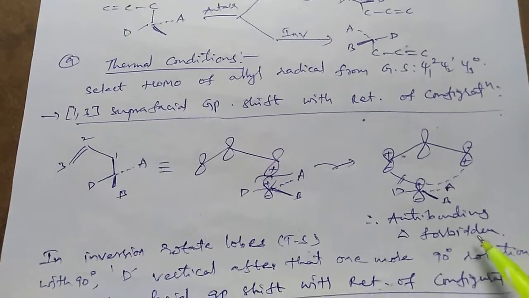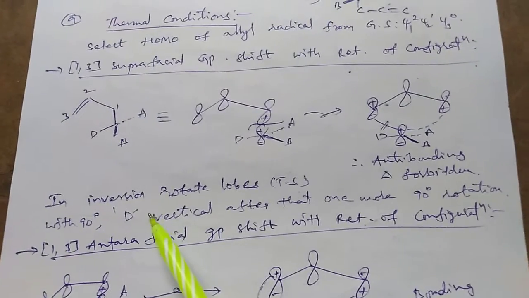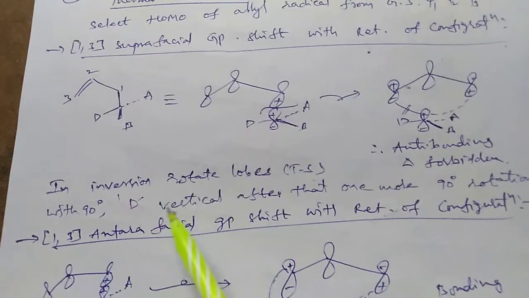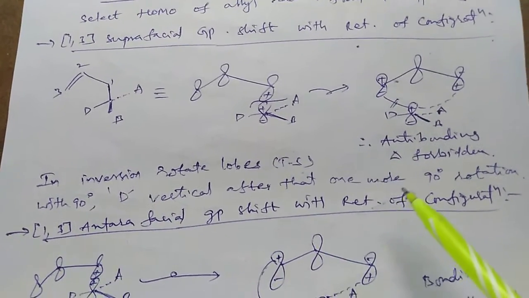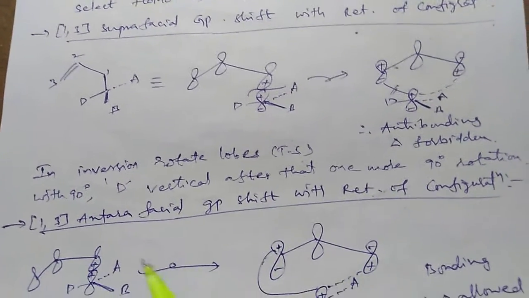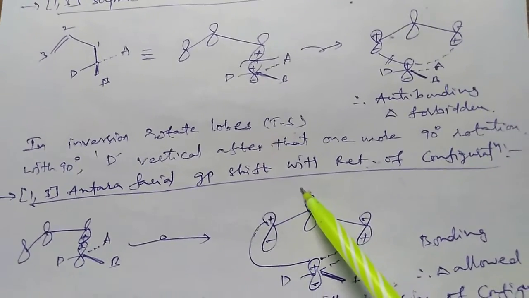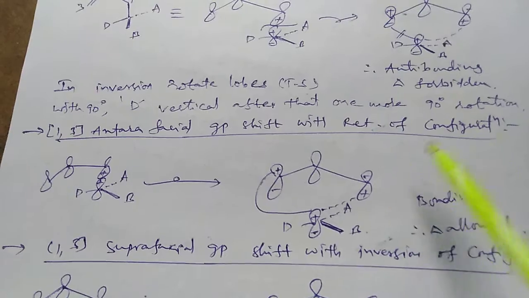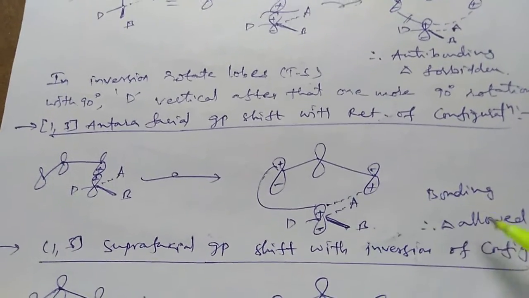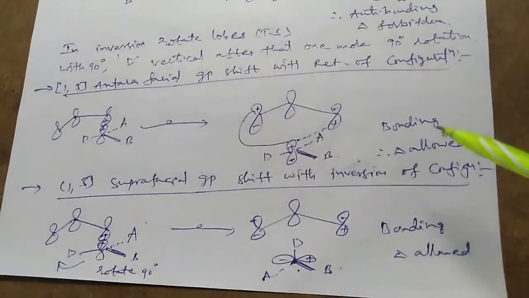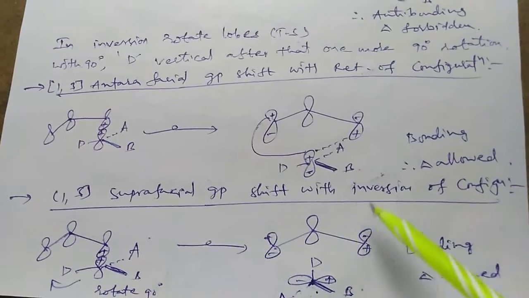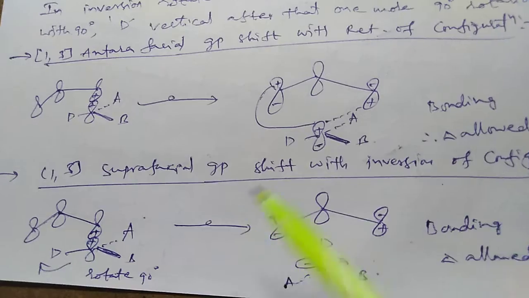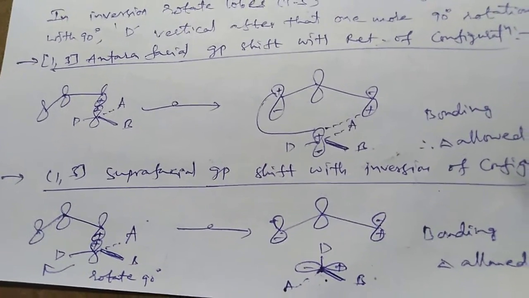Therefore it is thermally forbidden. In inversion, rotate the lobes in the transition state by 90 degrees. D is vertical, after that one more 90 degrees. In the 1,3 antarafacial group shift with retention of configuration, in this case also a bonding interaction is developed, therefore it is thermally allowed. For the 1,3 suprafacial group shift with inversion of configuration, a bonding interaction is developed, therefore it is thermally allowed.